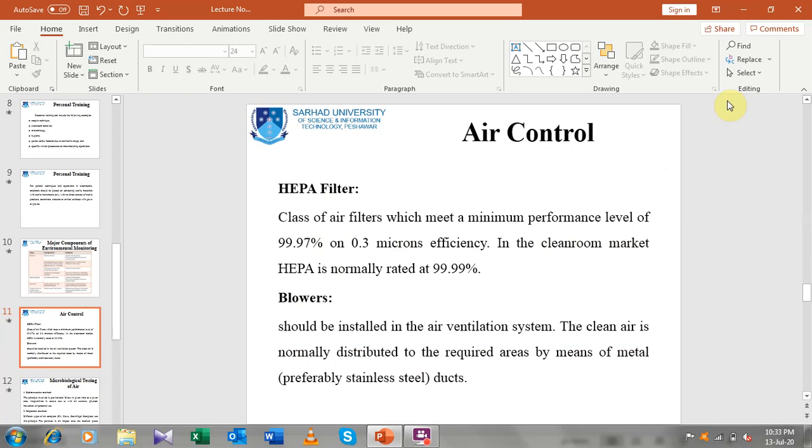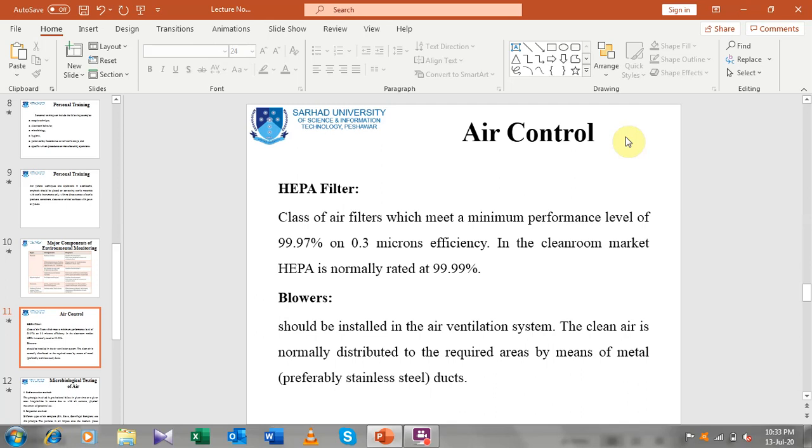Next is the topic of air control, that I have told you in the previous lecture as well, but some additional points: blowers are also preferred, and what is the role of the blower. Air control should be done by using a HEPA filter, that is high efficiency particulate air filter, a class of air filter which meets a minimum performance level of 99.97% efficiency on 0.3 micron particles. That is the only filter, the HEPA filter, having the potential to control particles that are 0.3 micron or larger than 0.3 micron.